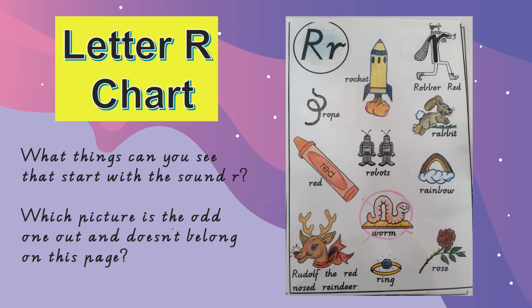How did you go? Did you get them all? There was Robber Red, Rocket, Rope, Rabbit, Robots, Red, Rainbow, Rudolph the Red-Nosed Reindeer, Ring and Rose. Did you notice there's an odd one out? Which picture does not belong on this page? If you said worm, you were correct, as worm starts with the woo sound.